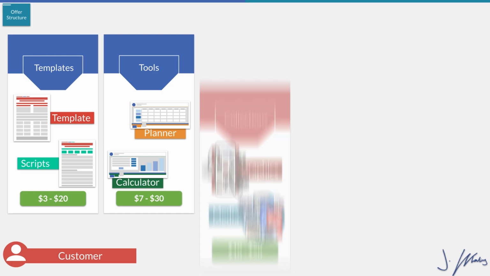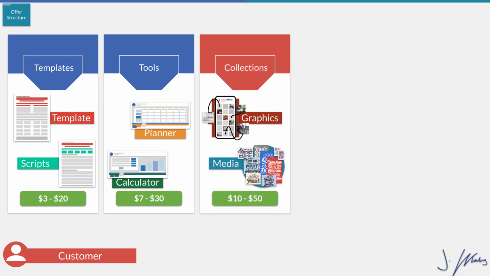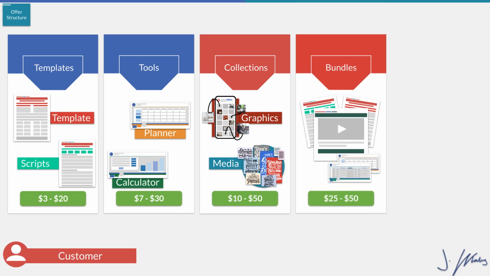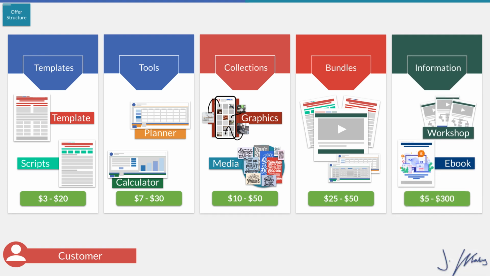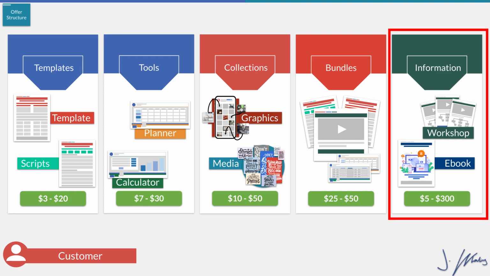Then you could also make collections. This is where maybe you create a bunch of stock photography or a media pack that someone can use in terms of printables or for their brand. And then of course you can take all of those ideas and bundle them together, which is going to be one of our steps. And finally, we have information-based products like workshops, private membership sites, and of course, ebooks, which I recommend you do last on this list.